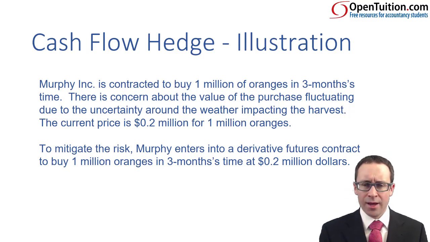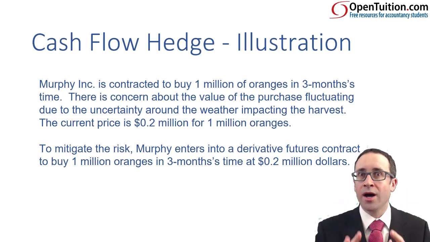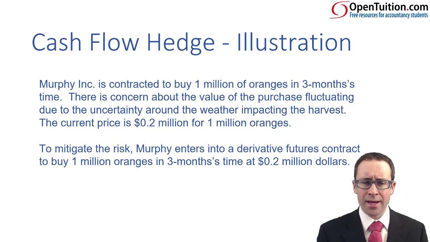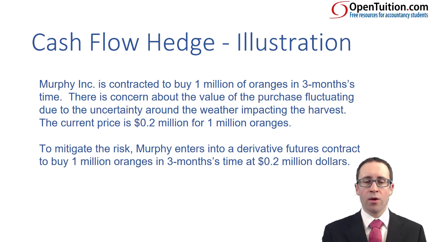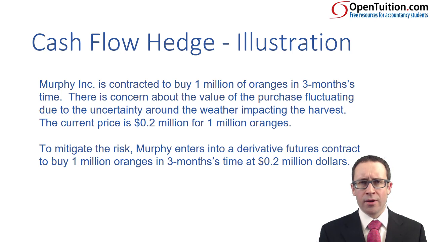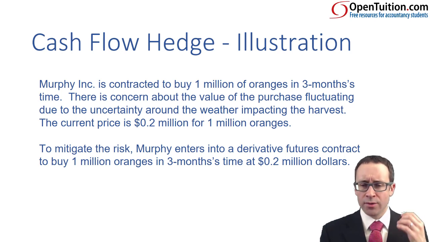Okay, Murphy buy 1 million of oranges in 3 months' time. We're worried about the value fluctuating. You know, the fear is of a rise in price, isn't it? Okay, that's what we would be worried about, having to pay more for the oranges than what they're worth now. Currently, they're at $0.2 million, so we enter into a future.